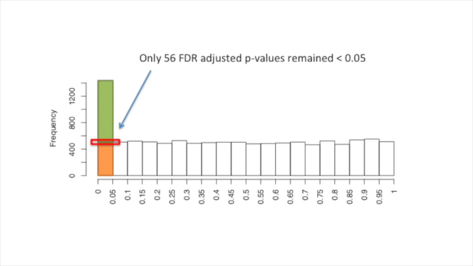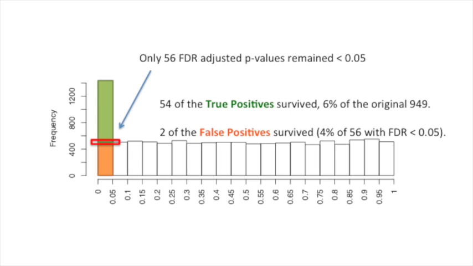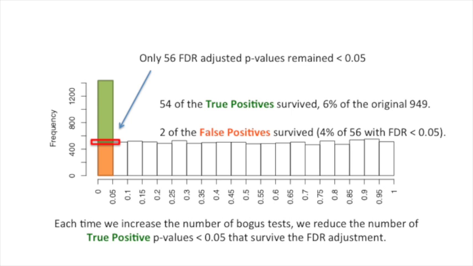After adjusting for multiple testing, only 56 edgeR adjusted p-values remained less than 0.05. 54 of the true positives survived. Only 6% of the original 949. 2 of the false positives survived. 4% of the 56 with edgeR values less than 0.05. Each time we increase the number of bogus tests, we reduce the number of true positive p-values less than 0.05 that survive the edgeR adjustment.